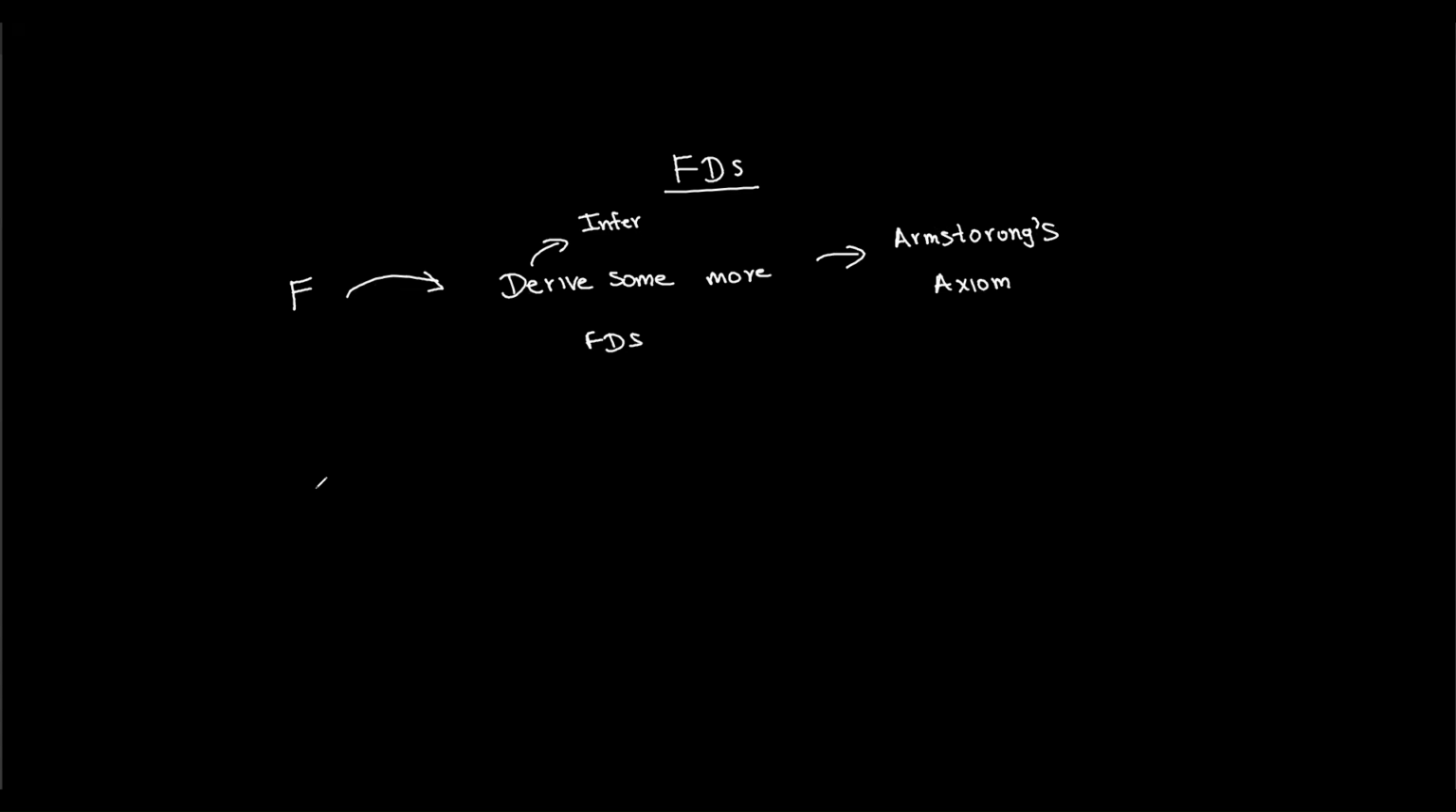After you have those FDs, you can add those FDs to F. F plus implied FDs of F. What are implied FDs of F? From F, what did you derive? From F, you can derive some FDs by using the inference rules. They are actually implied logically by F. So this set is called F plus.